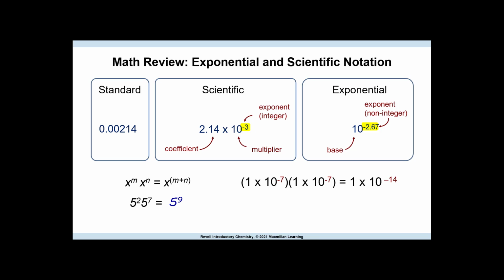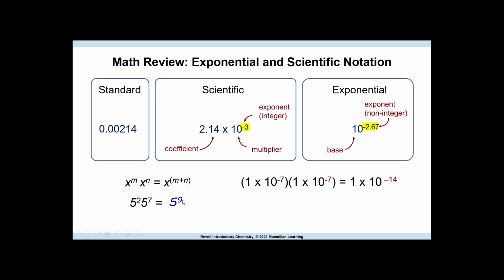Remember that when multiplying exponents, we always add the exponents together. Mathematically, this is represented by the generic x with the superscript m, times x with the superscript n, and then we add those together. For example, we can find the product of 5 to the power of 2 and 5 to the power of 7, and what we do is we add those together. The 5 doesn't change, but now we have 9.